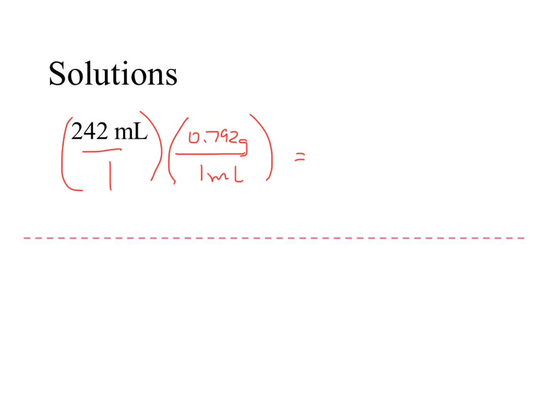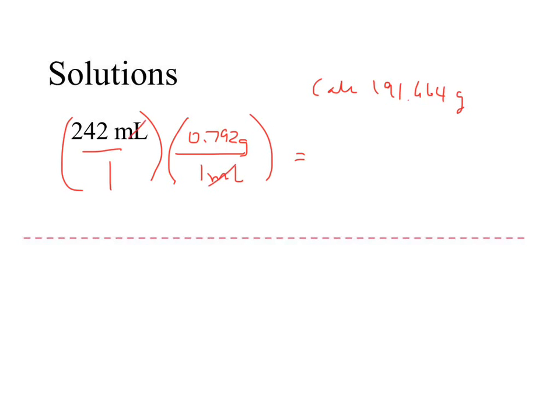Cool. Did you get 191.664? Me too. Okay, so how are we going to round that, though? 3 sig figs. I like that. 191 point 664. Thank you. Units will be grams, right? Because that's what we're left with.